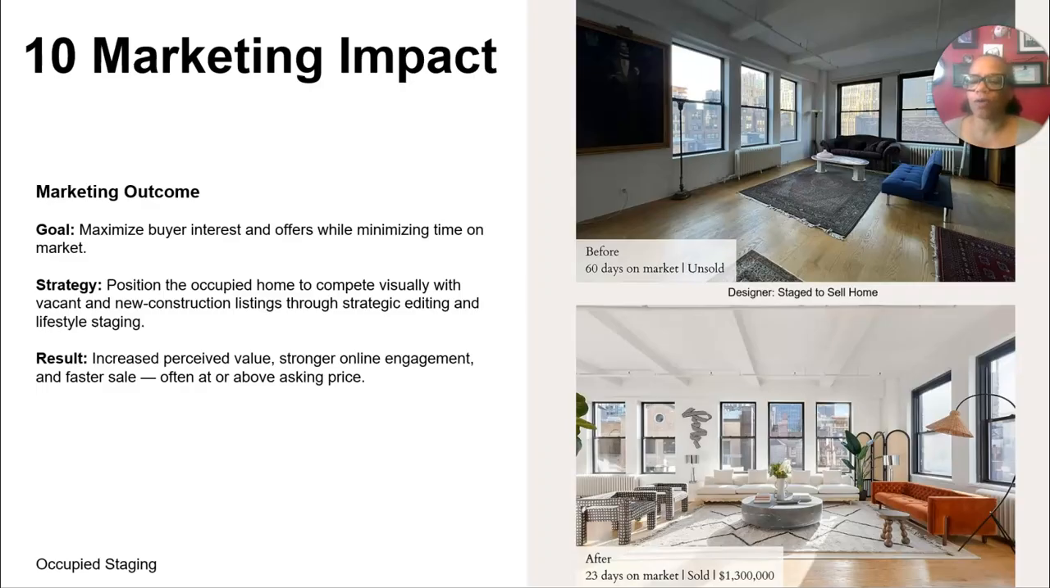So you have competition, so you need to make sure that your home is competitive. The one you're staging is competitive with everything else in the area. There may be vacant stages in the area that had a big advantage because they were vacant, but you need to make sure that your homeowner has all those same advantages. So the result: increased perceived value, stronger online engagement, and faster sale. And hopefully it's above asking price. Right? Fingers crossed. So again, stage to sell, the before and the after.